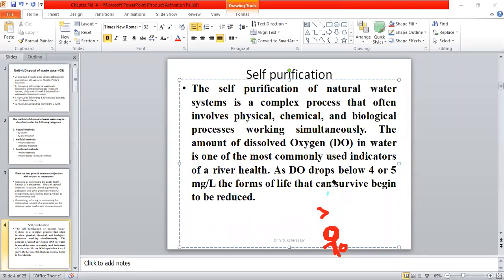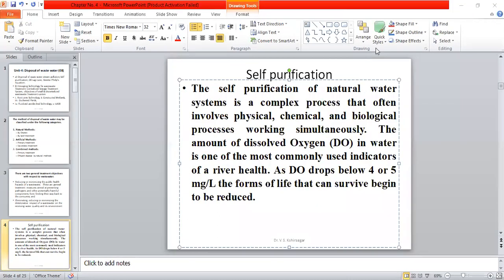So during that process, self purification plays an important role. We'll see in scientific language what exactly self purification is. The self purification of a natural water system is a complex process that often involves physical, chemical and biological processes working simultaneously. It is not like this की हे झाल्यानंतर हे झाल्यानंतर हे. जसं आपण वेस्ट वॉटर ट्रीटमेंट प्लांट मध्ये किंवा ड्रिंकिंग वॉटर ट्रीटमेंट प्लांट मध्ये आपण making it to act one after another.